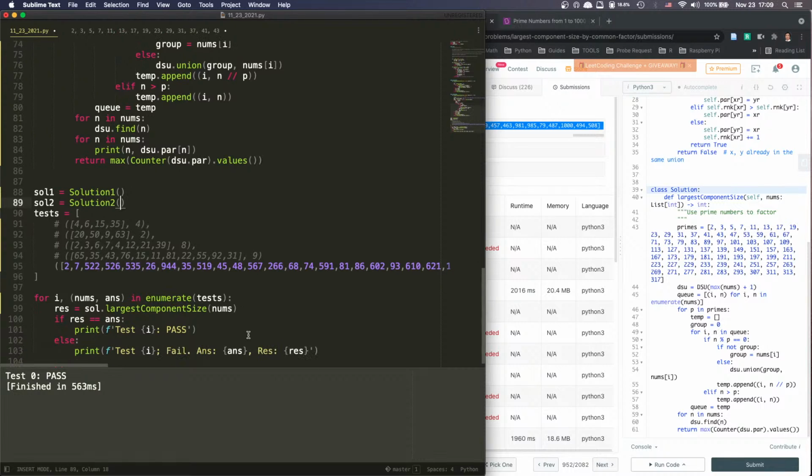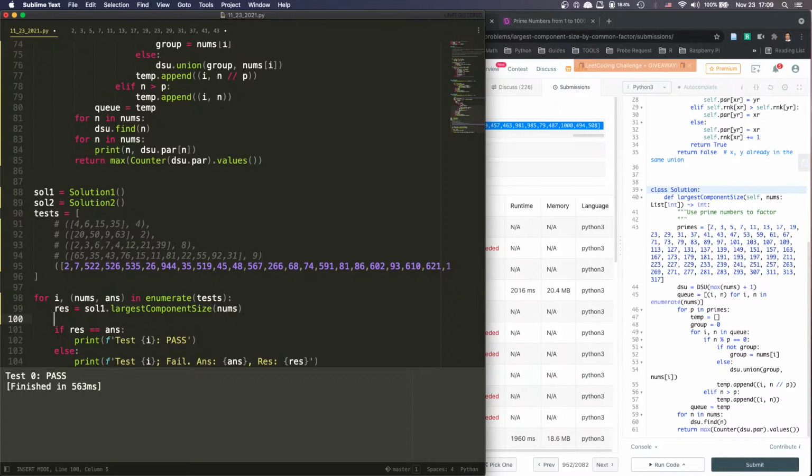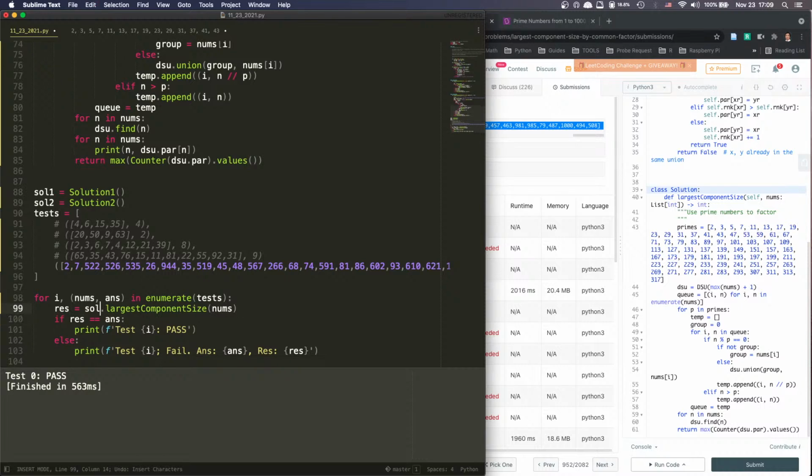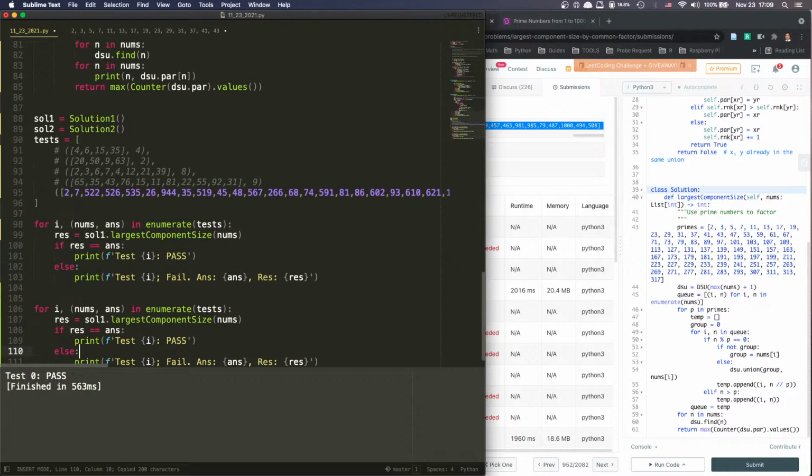and we're going to do sol1, and you know what? I'm just going to run this again. It's fine. That's sol2. Okay, so first one passes.